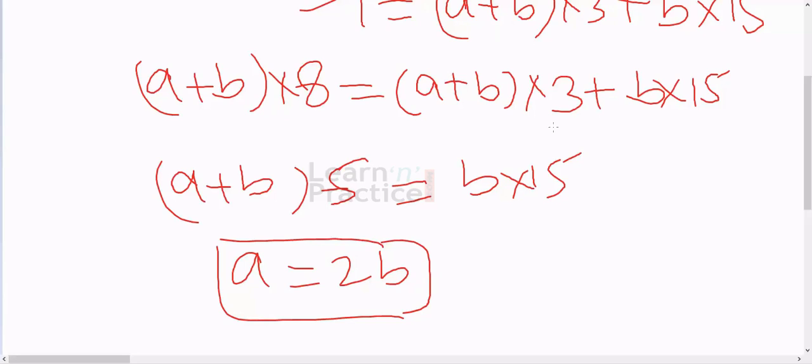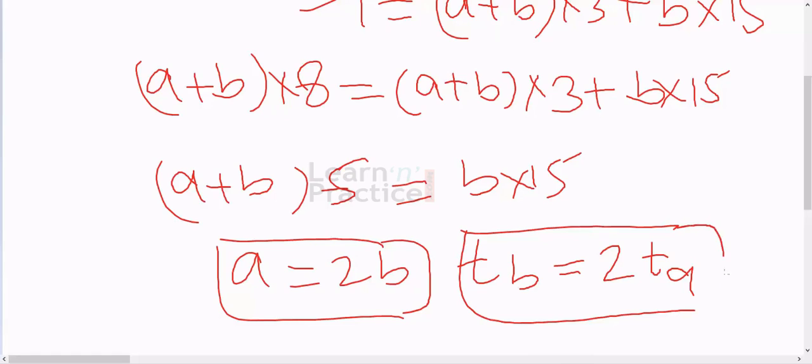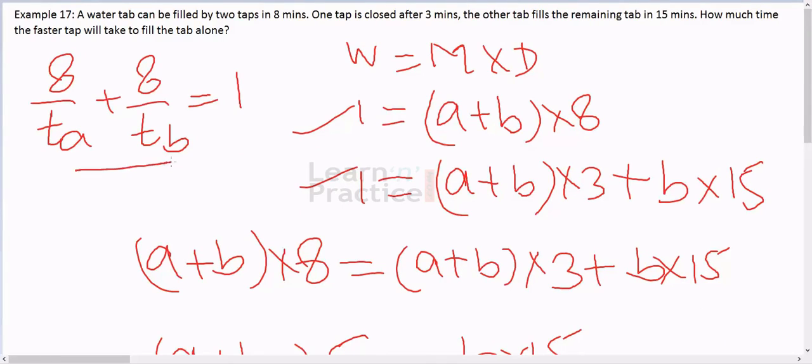Now from this equation it is clear that A will take less time to complete the task and B will take more time to do the same task. So if we write this in terms of time, that means the time taken by B will be twice the time taken by A, right? Now put this value in the first equation, this equation.